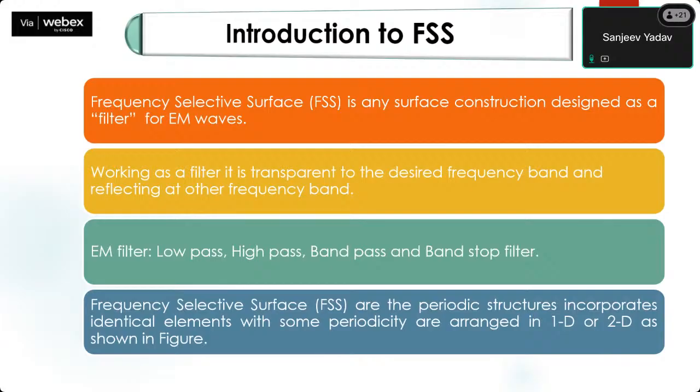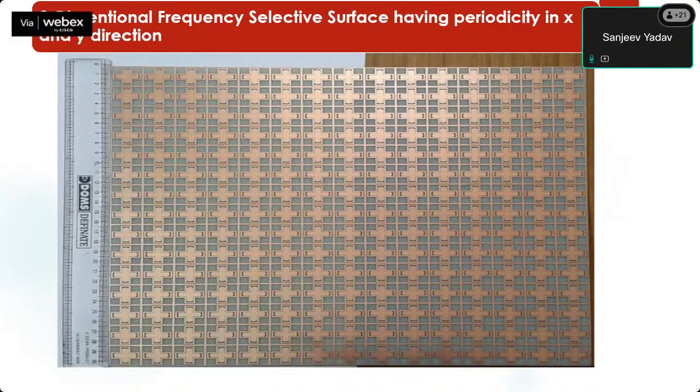As well as that, these are periodic structures having the same type of elements that are placed in either 1D or 2D. As shown in this figure, here you can see that the 2D structure is there in the X direction as well as in the Y direction. The same type of structures are being printed.